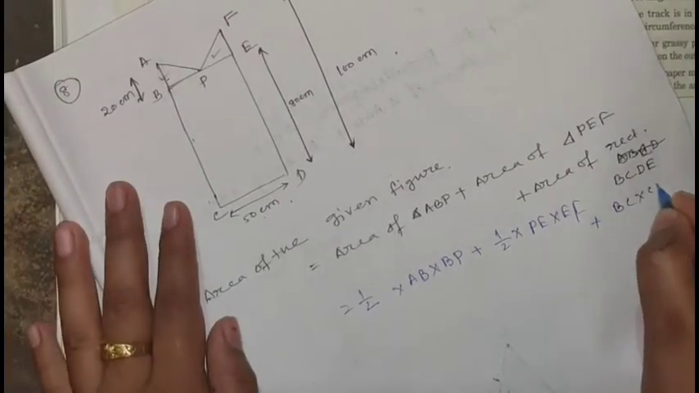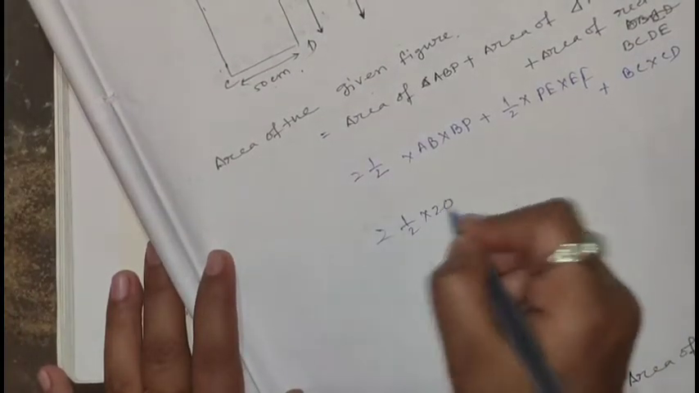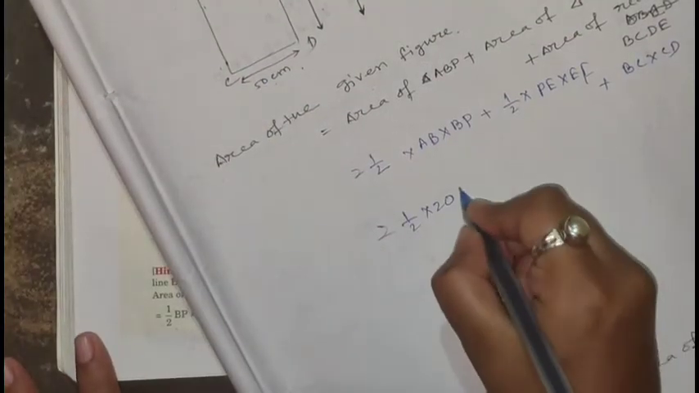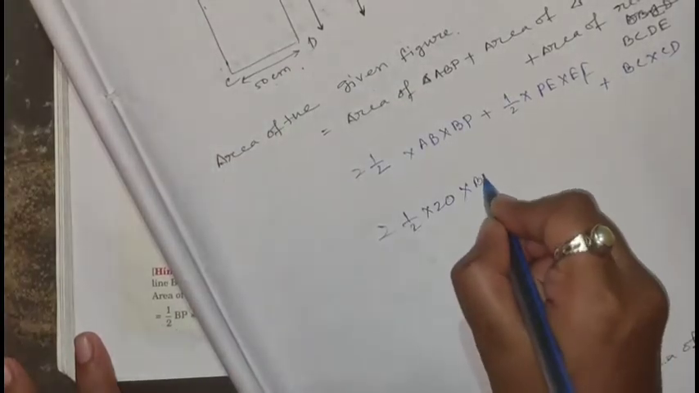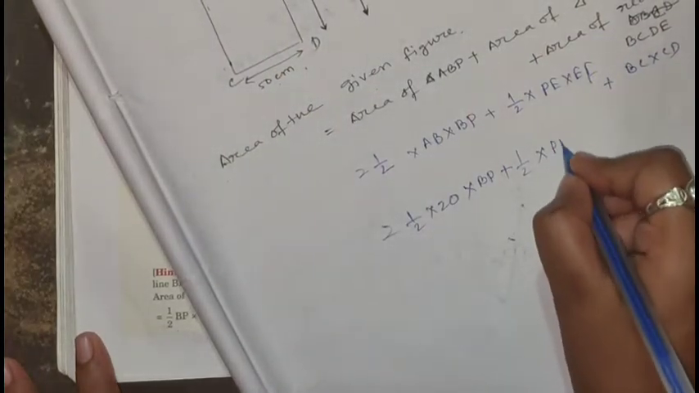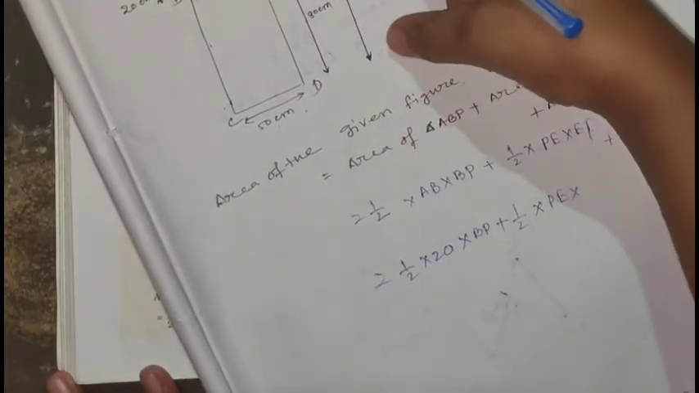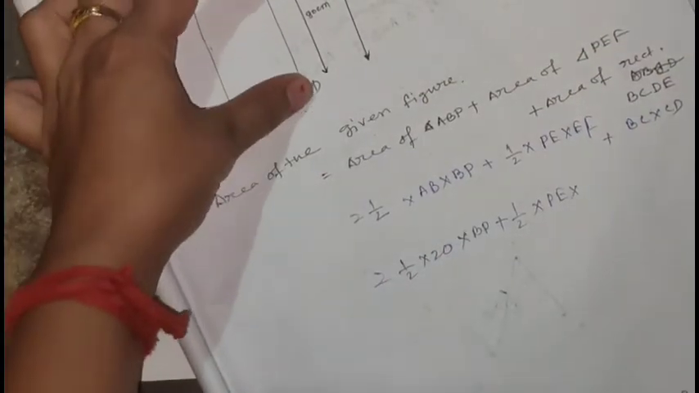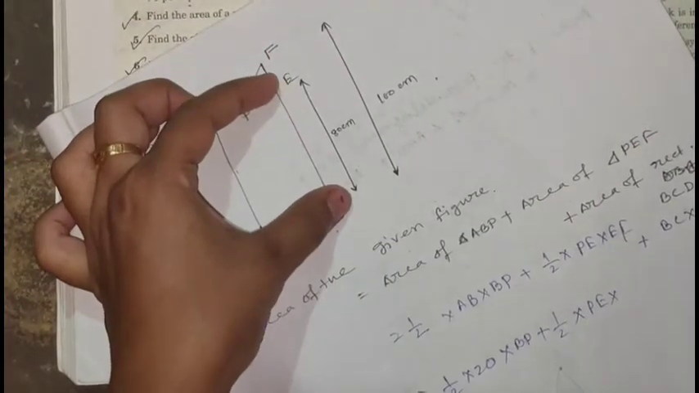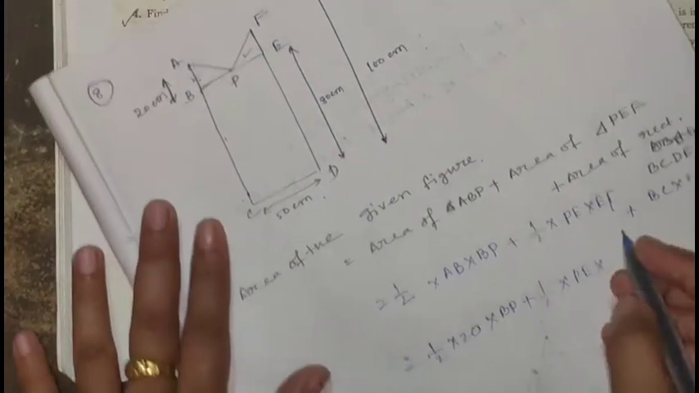So the length of AB is 20 centimeter, half into 20, and BP. What is the length of BP? We don't know the length of BP, so we will write here BP, then half into PE. The length of PE we don't know, into EF. The length of DF is 100 centimeter. DE is 80 centimeter. তাহলে EF এর লেন্থ আমরা কি করে পাবো? আমরা যদি এই পুরো লেন্থ থেকে এইটুকু লেন্থ সাবট্রাক্ট করে দেই, তাহলে আমরা EF এর লেন্থ পেয়ে যাব. So the length of EF will be 20.